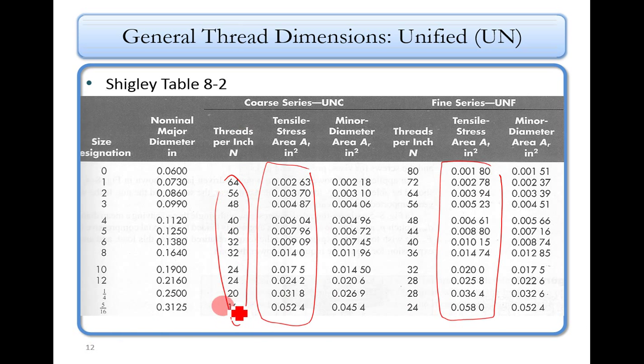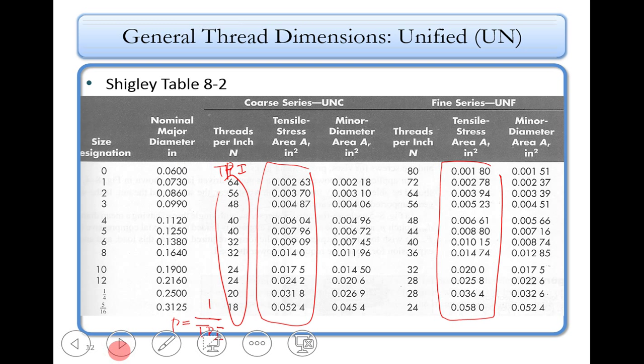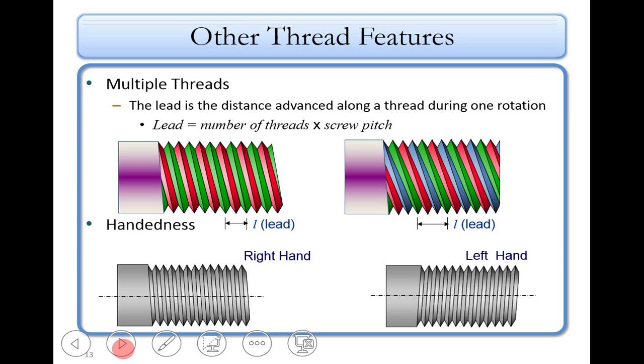The inverse of this quantity, threads per inch, TPI, is what? The pitch, exactly. It's the pitch, small p. That's how we're going to read this one here. For the metric one, it gives you the pitch directly. So that's the two tables there. Let's continue here a little bit.